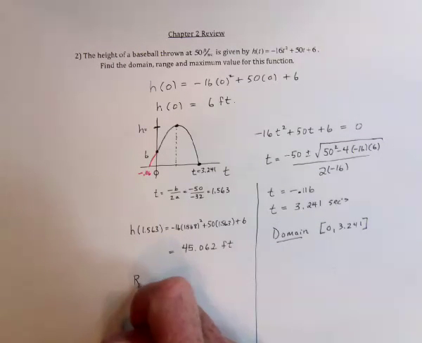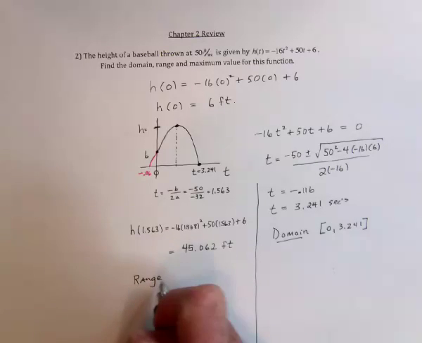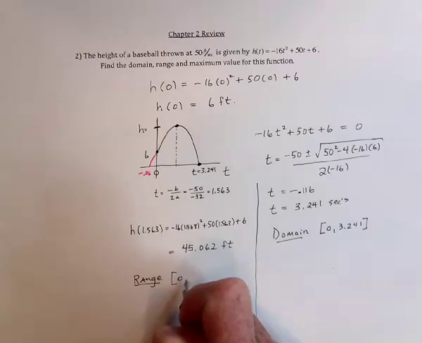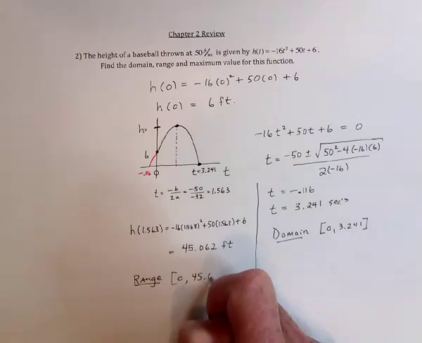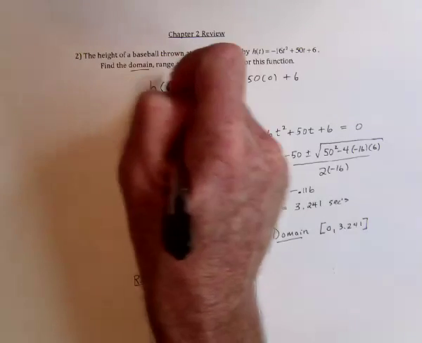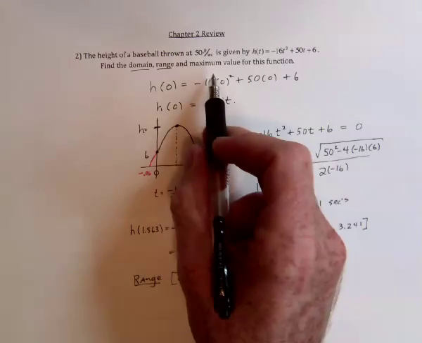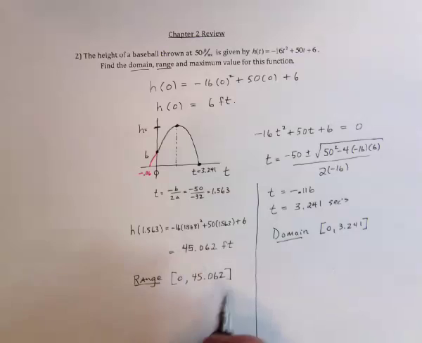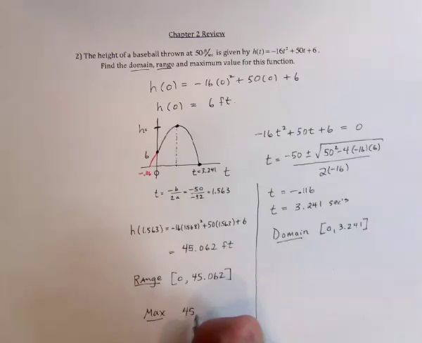So the range is that at the very lowest, the baseball is on the ground. That's a height of 0. And at the very highest, it's at 45.062 feet. Alright, there's domain and range. And the other was the maximum value, but that's what we just found right here. So the max is 45.062 feet.